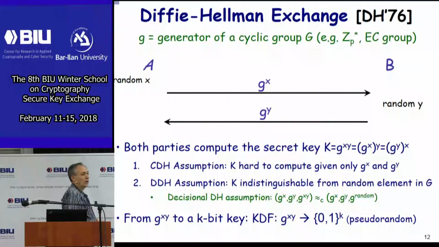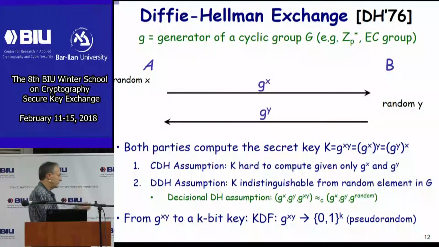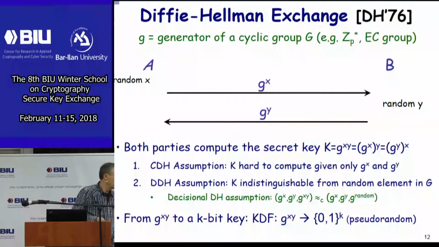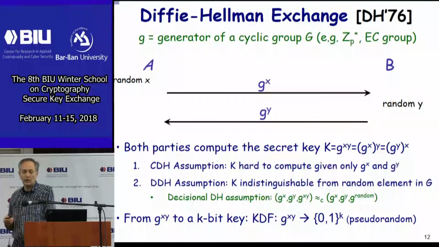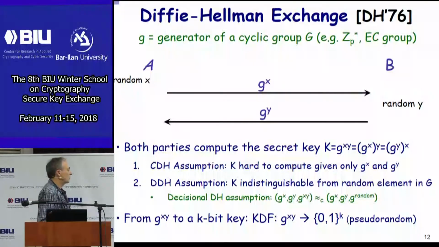Now, usually, once you derive this g to the xy, that's a random group element, but we usually want something that is not a group element. We want a string, for example, an AES key of 256 bits, or an HMAC key of 256 bits, 512 bits, whatever the security parameter that we are using. So going from g to the xy as a group element to an actual string, we apply a function called the key derivation function.